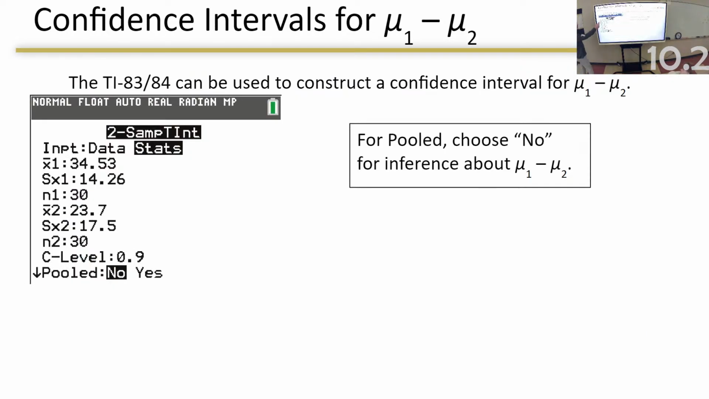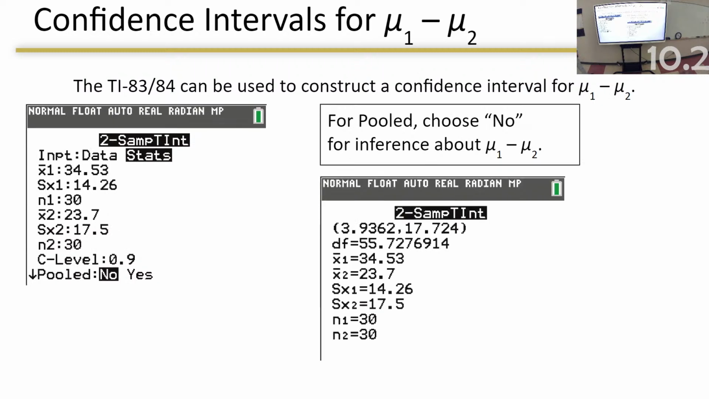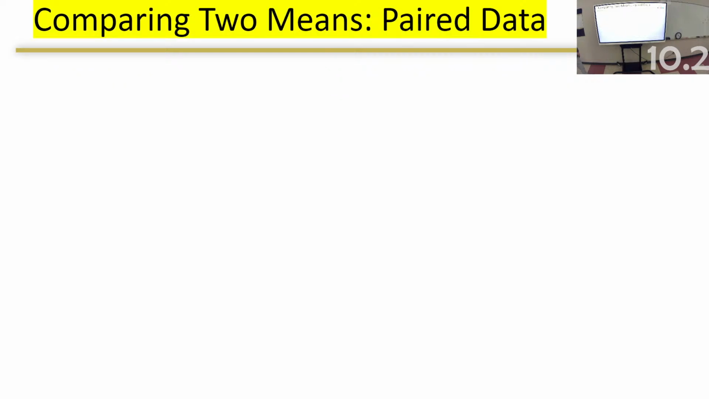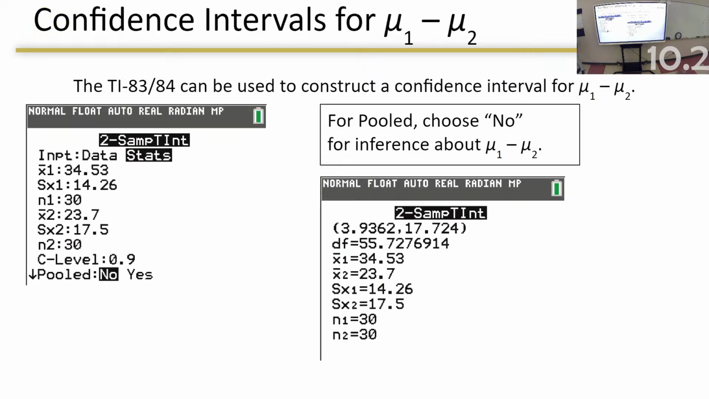Here it is on the calculator. Always choose no for pooled. Pooled means you're combining data together. We're just not doing that. We just don't do it. So we just always say no. Beautiful. Okay. Any questions about that?